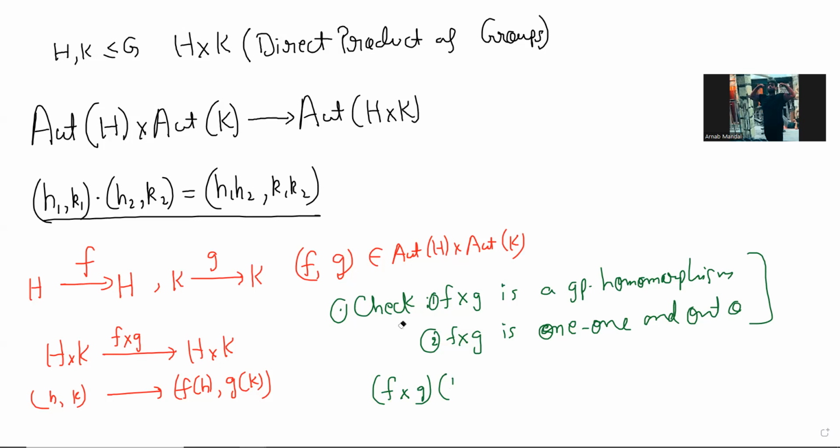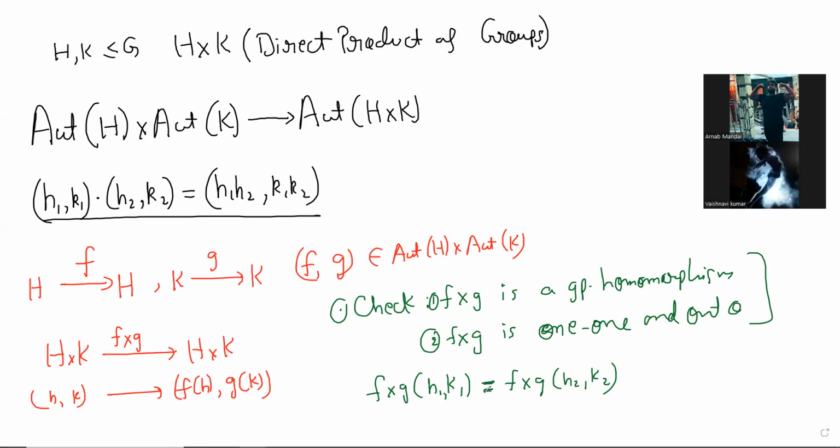You need to write the definition of one-one, right? Just write the definition. So f cross g of one input is equal to f cross g of another input, right? Please tell, can you say what to do for this? Okay. It's f of h1, comma g of k1, correct, equal to, right? f of... yeah, one-one. There is no problem.